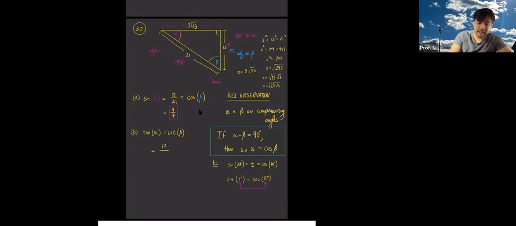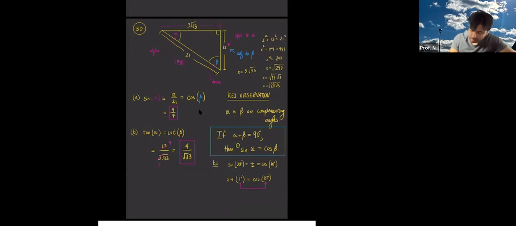What's the adjacent side to alpha? It's 3 rad 33. If you reduce, what do you get? The 3 goes into 12 4 times, and I get 4 over rad 33. And of course, you can rationalize it, but it's okay if you just leave it the way it is. So another thing you should notice is that tangent of alpha equals cotangent of beta.